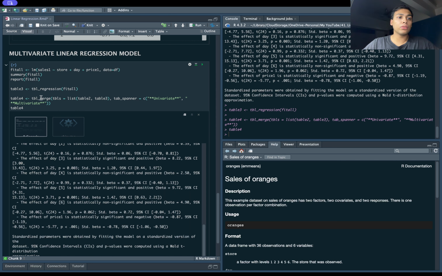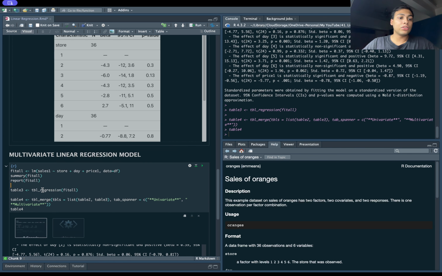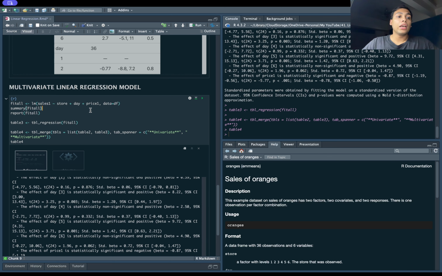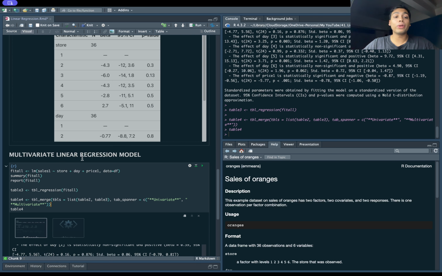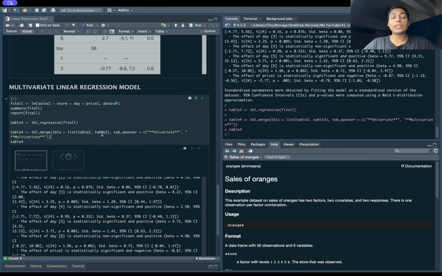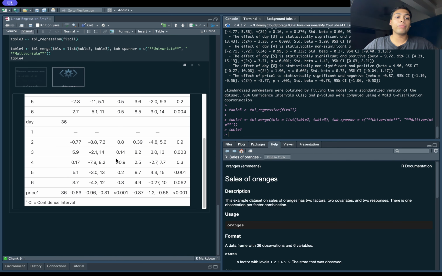Righto, and we also get a table. So this is table UV regression because univariate, and this is just regression because this is a multivariate regression or a multiple regression. And this last line of code actually merges table 2 and 3. So we get both univariate as well as multivariate regression results in one single table, as you can see right here.